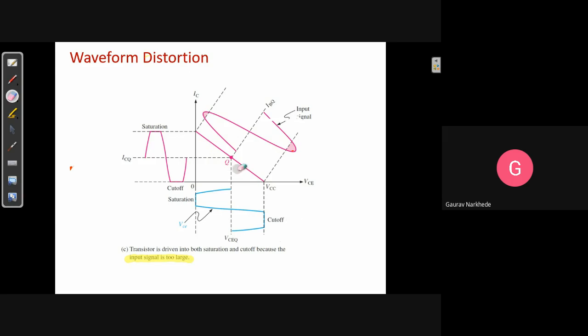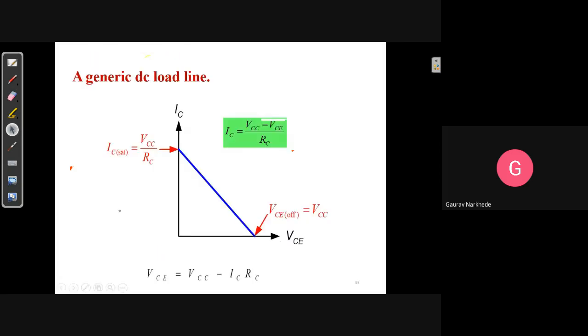So for faithful amplification, we want to keep the Q point at the center of the DC load line, as well as give an input signal which is less than or equal to the input range of operation. Okay, very good. So this is regarding distortion, right? And the next point is your generic DC load line, which we have seen yesterday, correct?